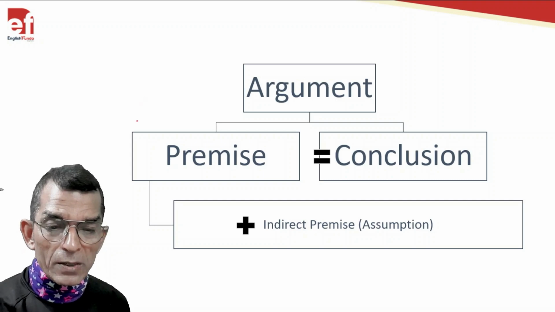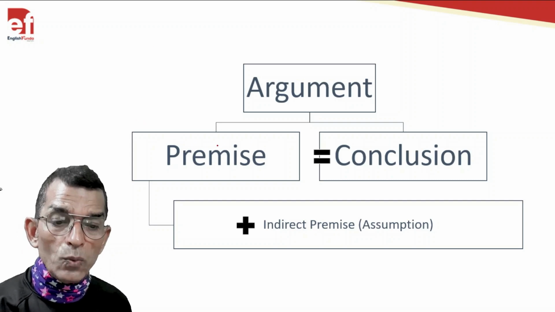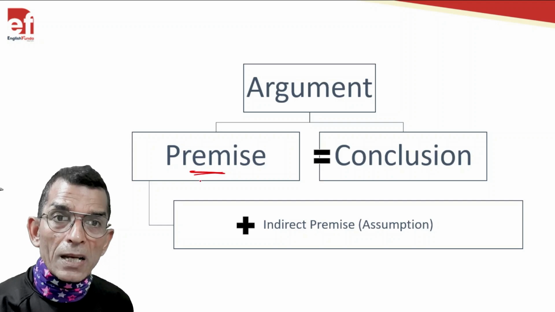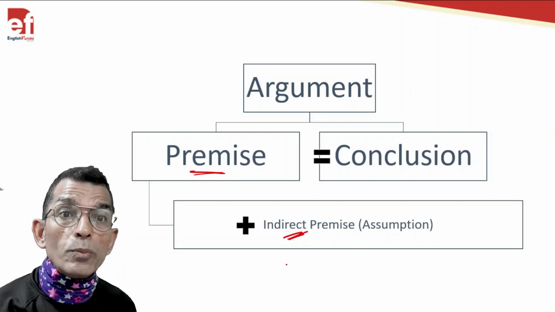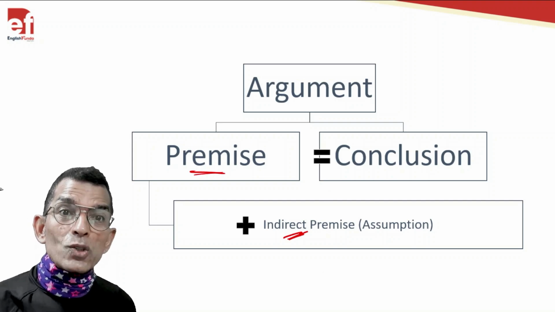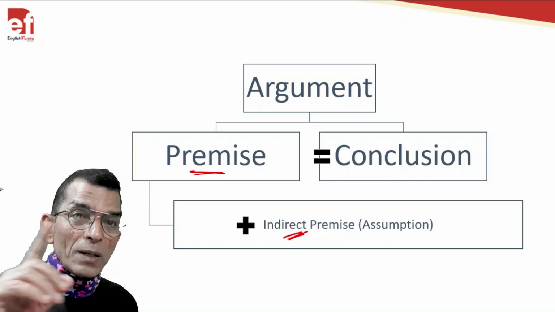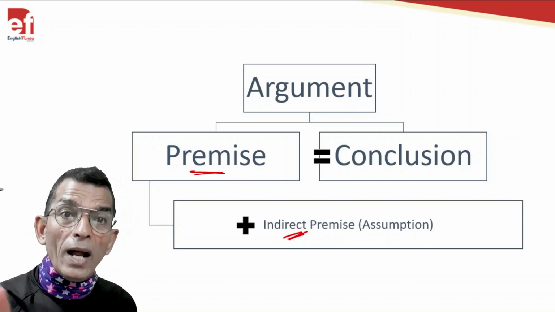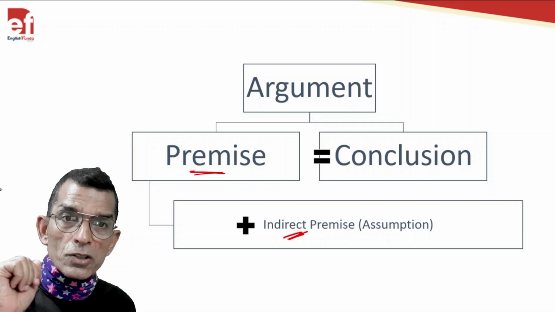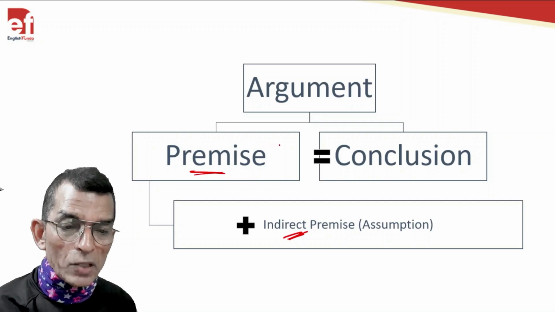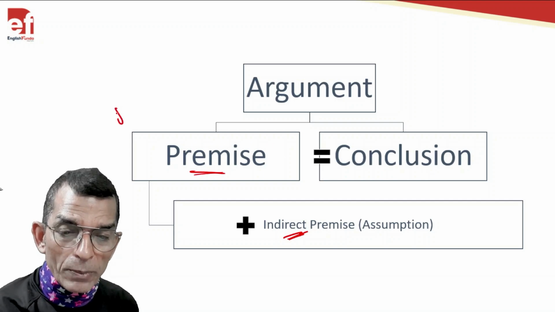Argument is made of the premise and the conclusion. Well, now some premises are given and some premises are indirect. They are only to be understood. So any understood, any hidden premise is called the assumption. And the questions come as such. They say, what is the assumption in the passage? So what all will be given? So some premises will be given.